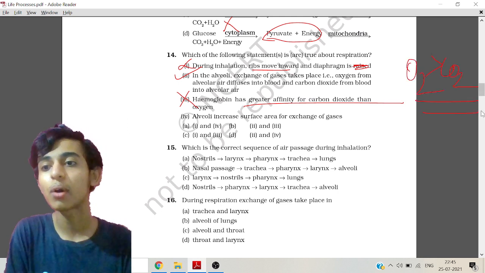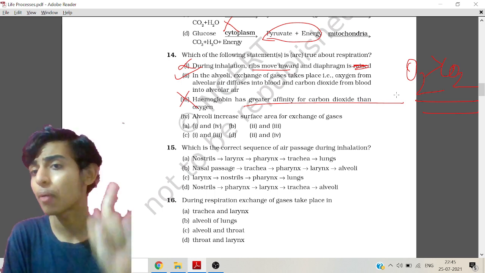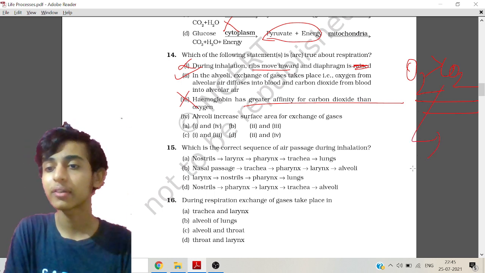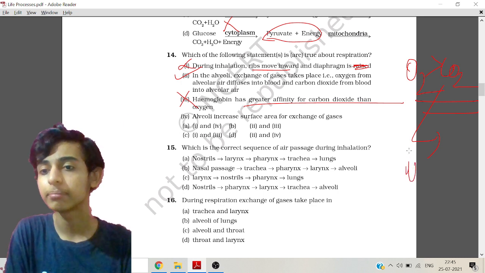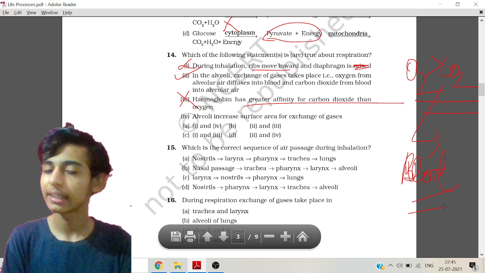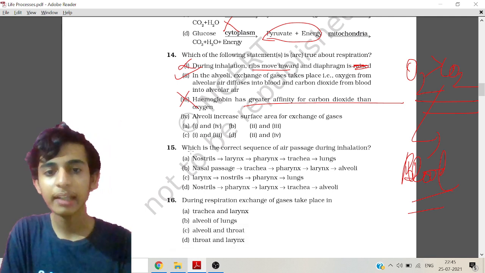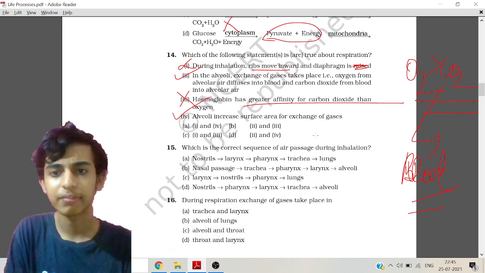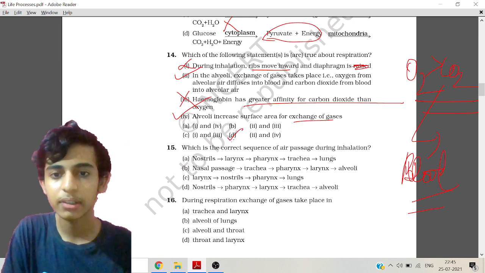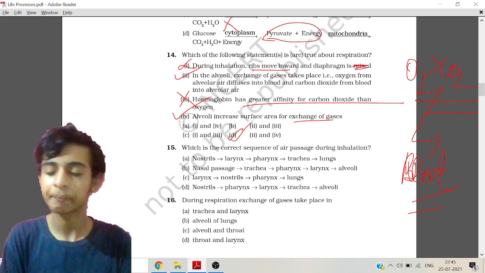That's why we say that oxygen binds to hemoglobin to form oxyhemoglobin. Carbon dioxide does not bind. Instead, carbon dioxide is soluble in the blood, so it is transported through blood only. And alveoli definitely increase the surface area for exchange of gases. So 2 and 4. So D is your correct answer for this.